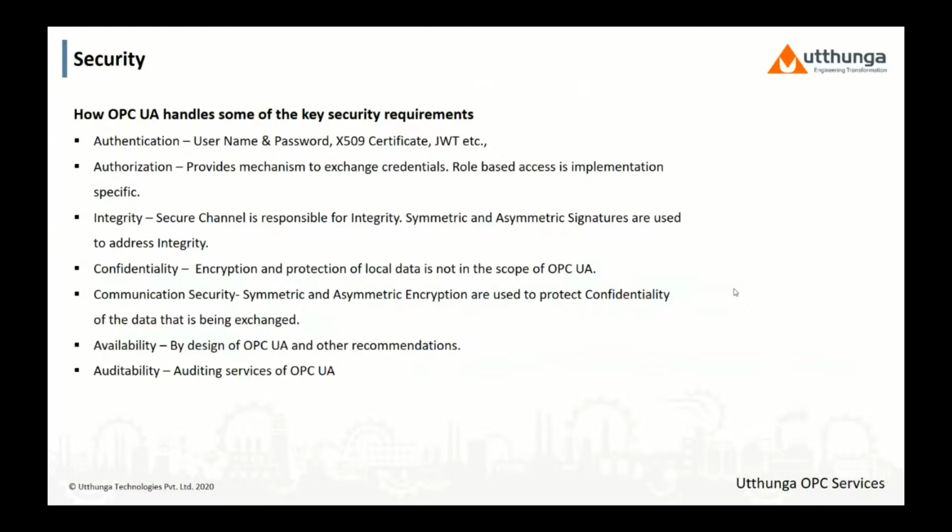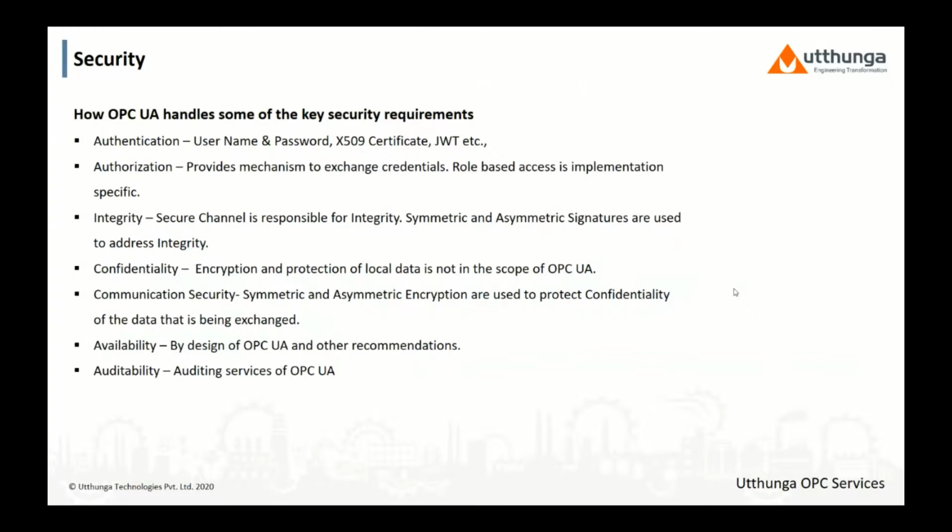Integrity is provided by the secure channel mechanisms that are part of the OPC UA communications. Symmetric and asymmetric signatures are used so that the integrity is maintained. So the end-to-end encryption is there on the OPC UA based on the specific security policy that you are going to select for your device. Communication security, this is again end-to-end encryption of the data, and the communication, whatever is happening, is encrypted.